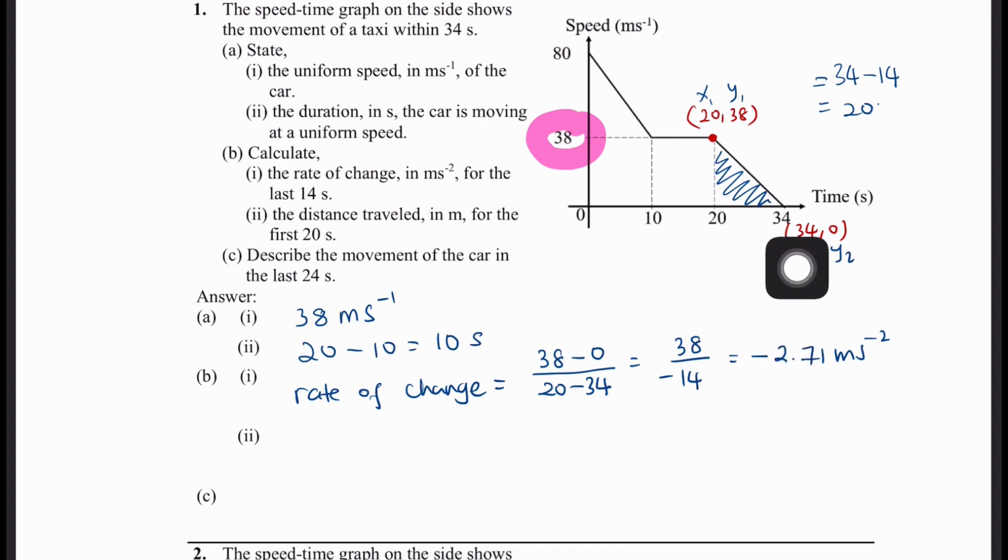Negatif ni maksud dia deceleration. Okay, dia semakin slow, makin perlahan, makin perlahan. Okay, boleh? Okay, B2. Okay, the distance travel.